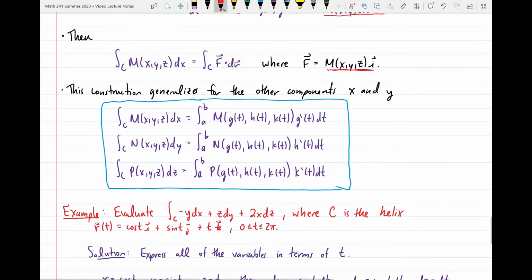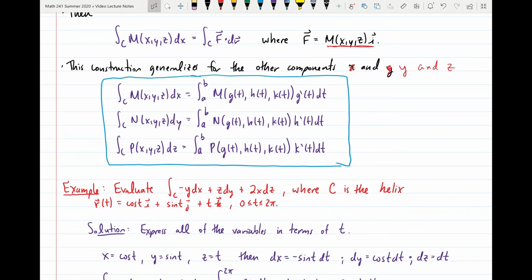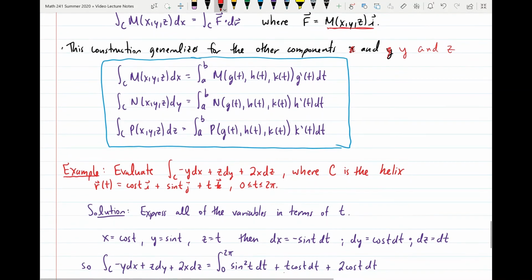So this construction also generalizes for the other components. This should not be x and y. This should be y and z. And we can just take all of that information and combine it together and box it up here.